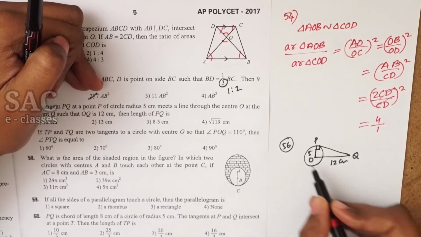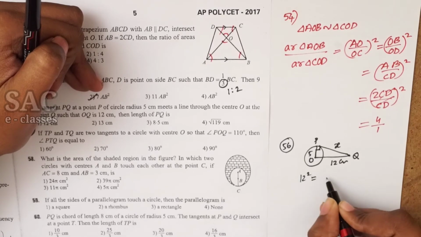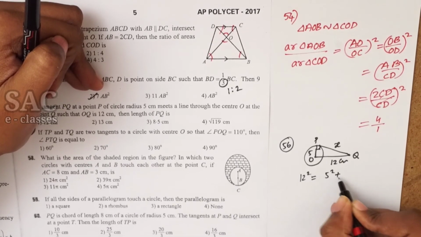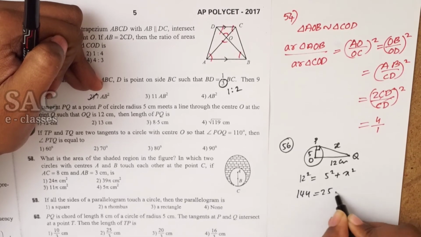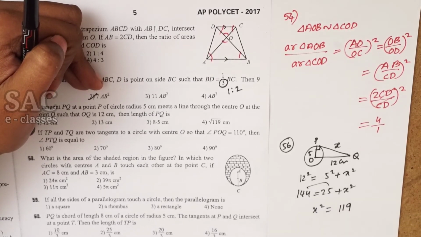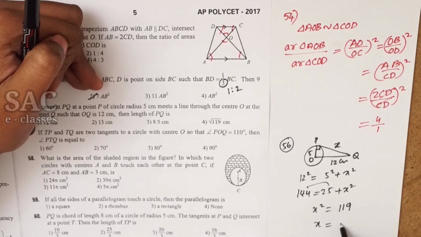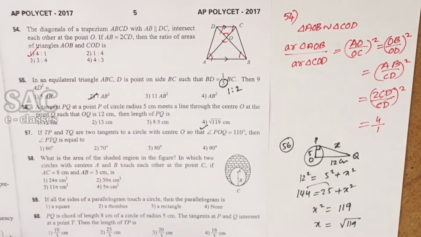So with 12 and 5, let us take the third side as x. Now 12 square equal to hypotenuse square, equal to side 1 square plus side 2 square. By Pythagoras, 144 equal to 25 plus x square, where x square is equal to 119 by subtracting 25 from 144. Then x equal to root over 119. We got option 4.